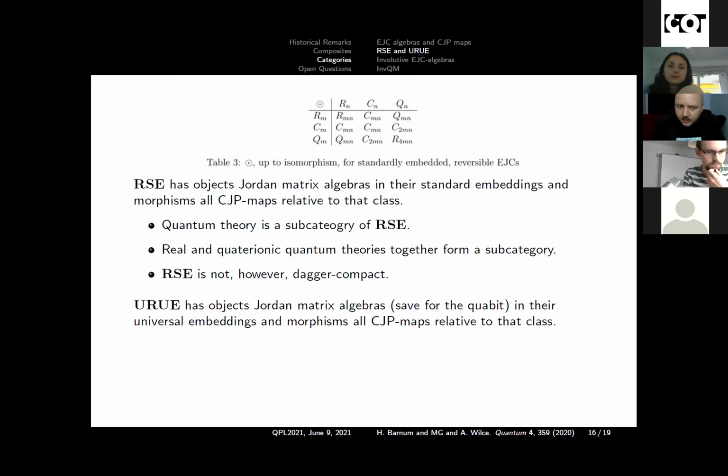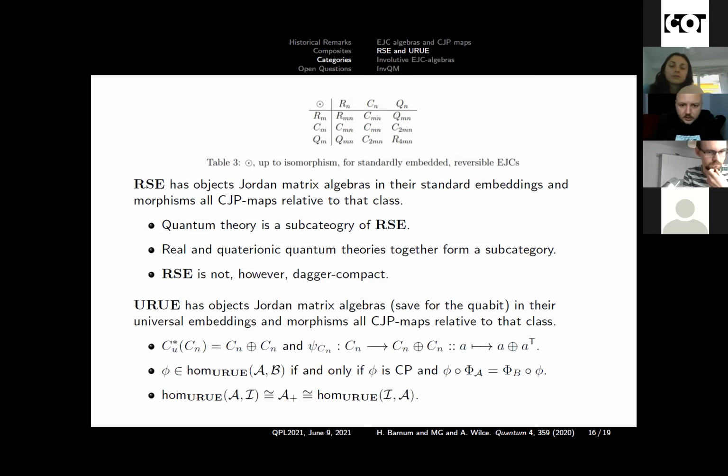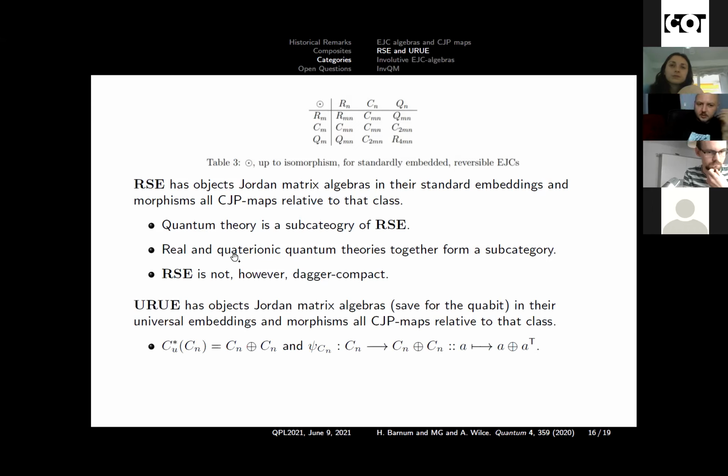We can do a little bit better. So URU has as objects Jordan matrix algebras, save for the quaternionic bit, in their universal embeddings. They're embedded into the universal C-star algebras, and the morphisms are CJP maps. Basically what's different here is that complex systems get embedded into a double. If you've got a complex quantum effect, the first summand is A, and the second summand is A transpose.